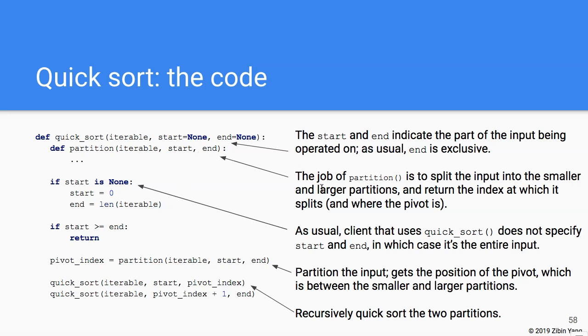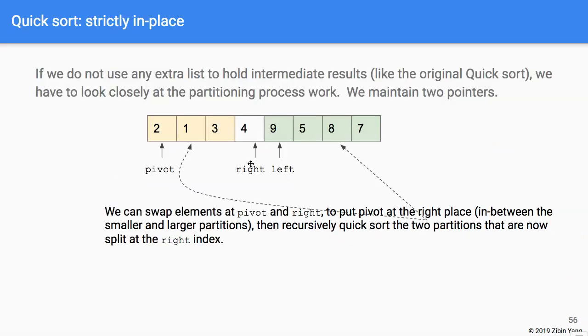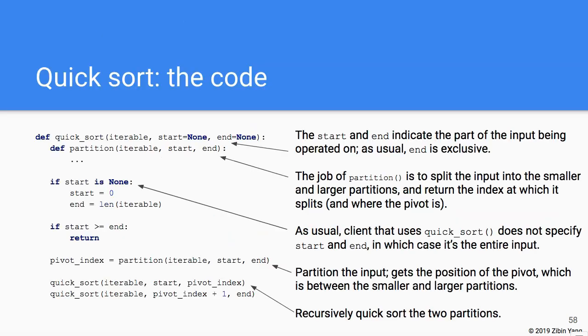And then, yeah, we use a nested helper function, partition, that splits the input into the smaller and the larger version. And it actually returns the index at which it splits. That's where the pivot currently is. So basically, yeah, the right pointer when we are done here. Okay. And then let's see, this line should be very familiar. If the list only has a single element or is empty, then we're done. And the rest of the code just works as expected.